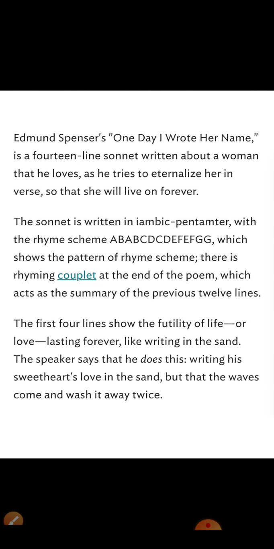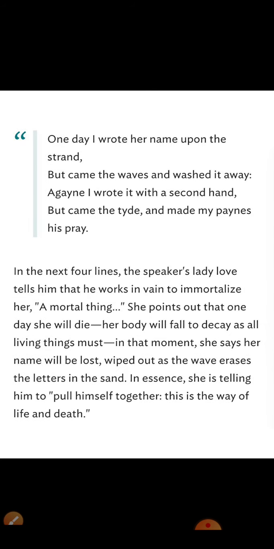The first 4 lines show the futility of life or love lasting forever, like writing in the sand. The speaker says that he writes his sweetheart's name in the sand, but the waves come and wash it away twice. "One day I wrote her name upon the strand, but came the waves and washed it away."